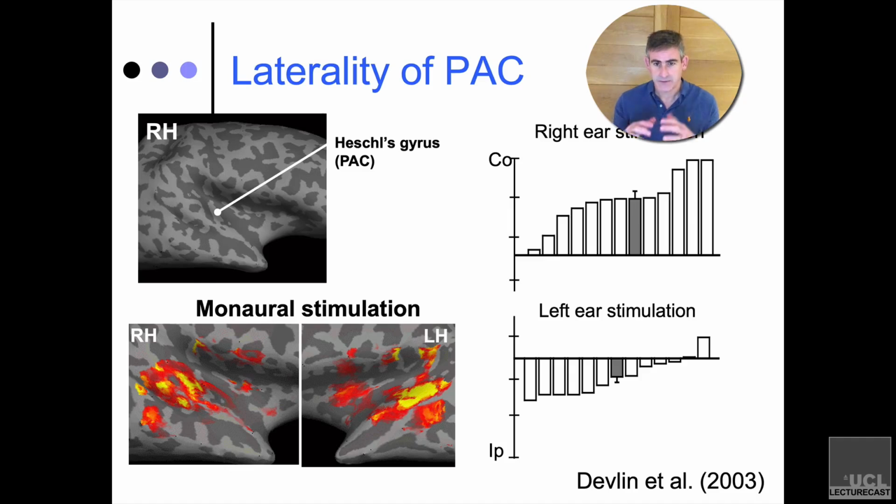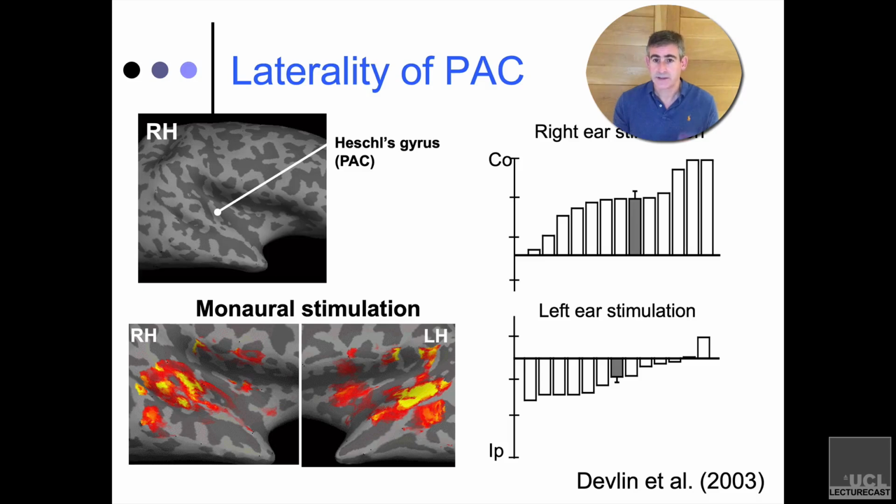This is actually sort of an inflated brain because Heschl's gyrus, which is the site of primary auditory cortex, is deep in the sylvian fissure and hard to see otherwise. So we've partially inflated the brain so that you can see Heschl's gyrus. And then you can see the activations in the right and the left hemisphere to monaural stimulation. But the plots basically show that when you stimulate the right ear, you get contralateral activation. That's what the CO is there, across individuals. So that's a bunch of participants. All of them are showing this contralateral activation.